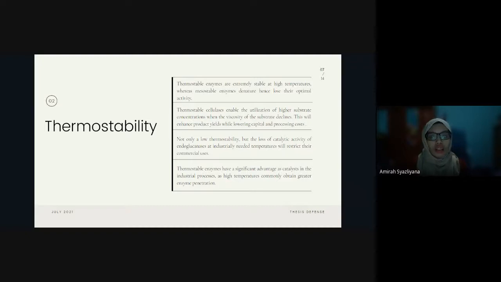Not only a low thermostability, but the loss of catalytic activity of the endoglucanase at industrially needed temperatures will restrict their commercial uses. Thermostable enzymes also have a significant advantage where they act as catalysts in industrial processes, as high temperatures commonly obtain greater enzyme penetration.